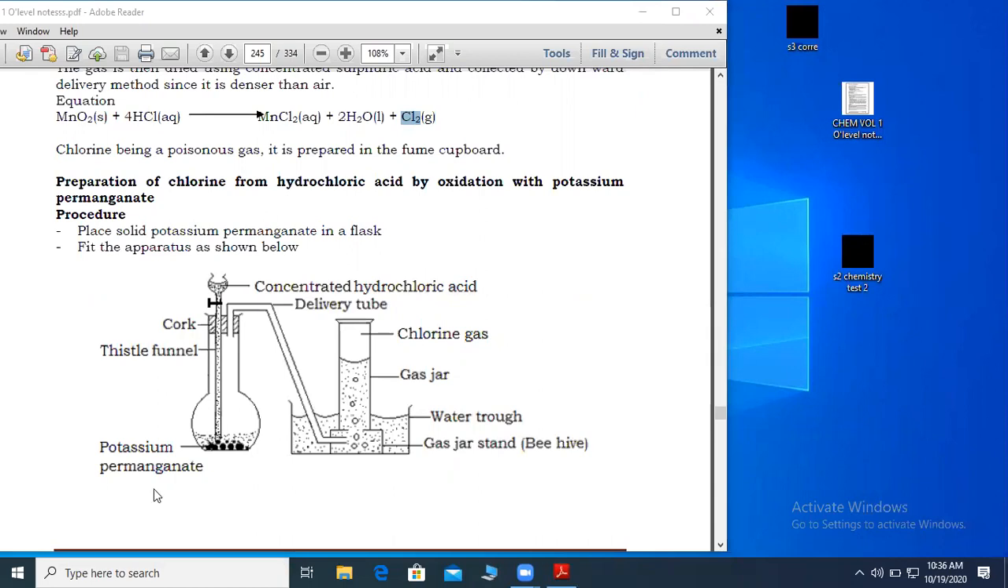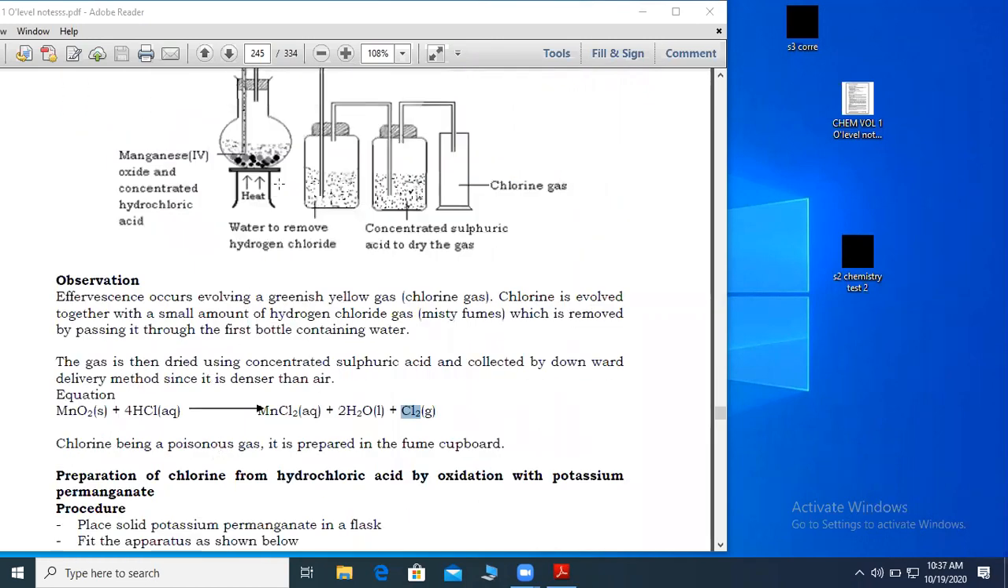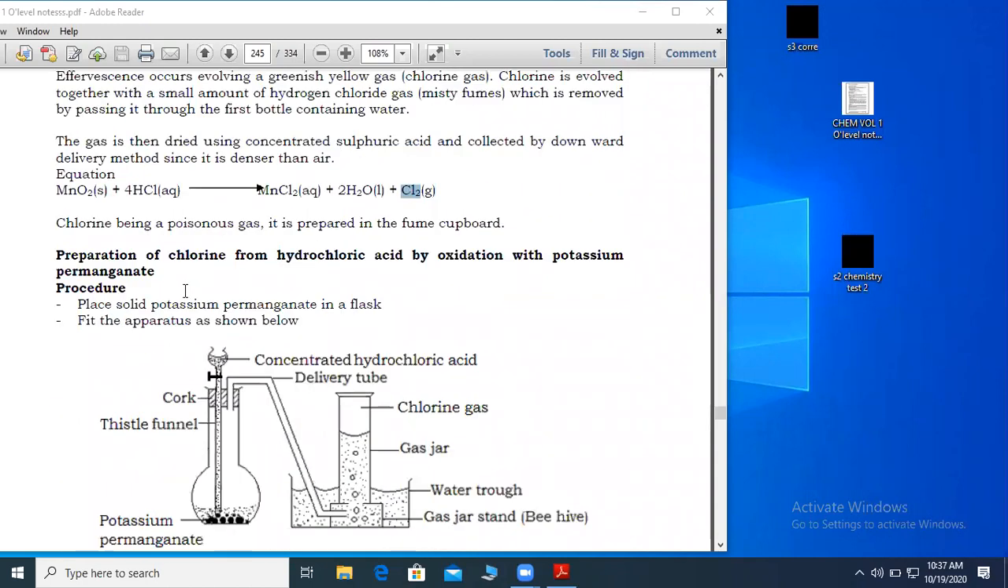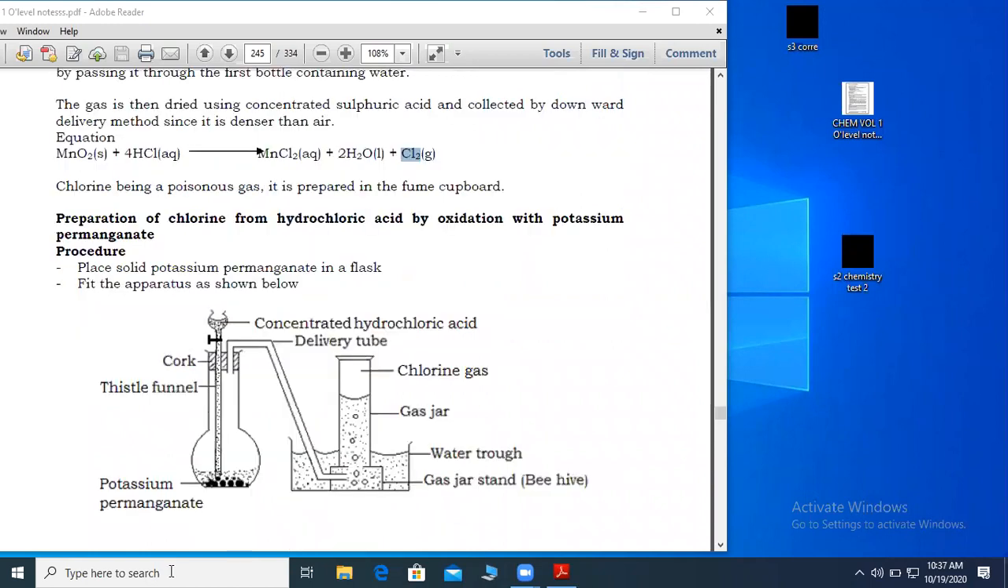Now I was telling you the only difference between manganese 4 oxide and potassium permanganate, what changes is that when you use potassium permanganate, you don't heat. But when you use manganese 4 oxide, you must heat. So the conditions when you are using manganese 4 oxide is heat and concentrated hydrochloric acid. And the conditions when you use potassium permanganate, you should not heat and you should use concentrated hydrochloric acid.